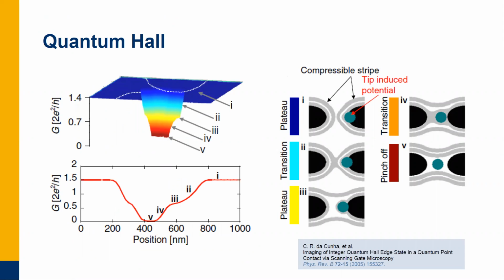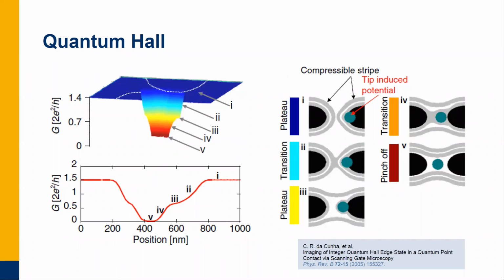So the green dot is the tip potential, the induced tip potential. The black is the gate, and the gray stripes are the edge states caused by the magnetic field. The magnetic field pushes the electrons towards the sides, and then I have those edge states flowing. If the induced potential by the tip is close to the gate, it pushes the edge states, but it doesn't cause any change in conductance. So we say that this region is a compressible region of the quantum Hall regime. And so we don't see anything on the images.